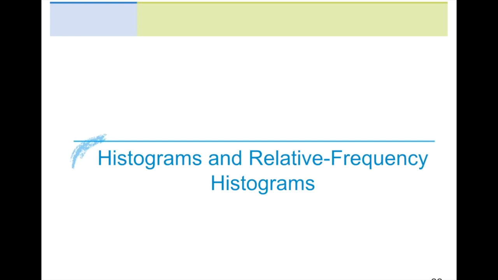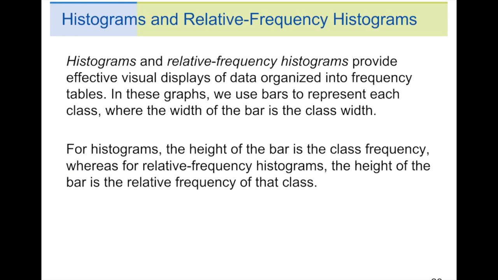Histograms and relative frequency histograms. Histograms and relative frequency histograms provide effective visual displays of data organized into frequency tables. In these graphs, we use bars to represent each class, where the width of the bar is the class width. For histograms, the height of the bar is the class frequency, whereas for relative frequency histograms, the height of the bar is the relative frequency of that class.